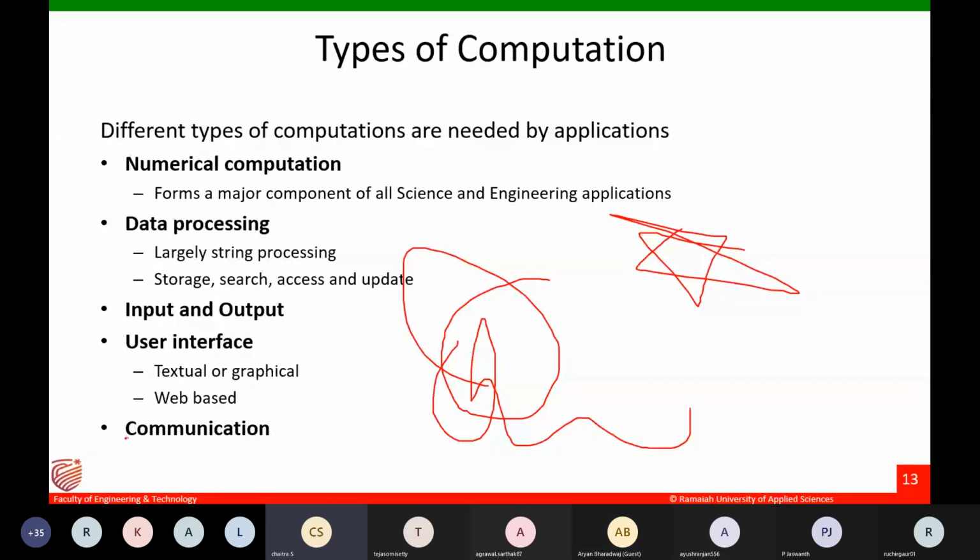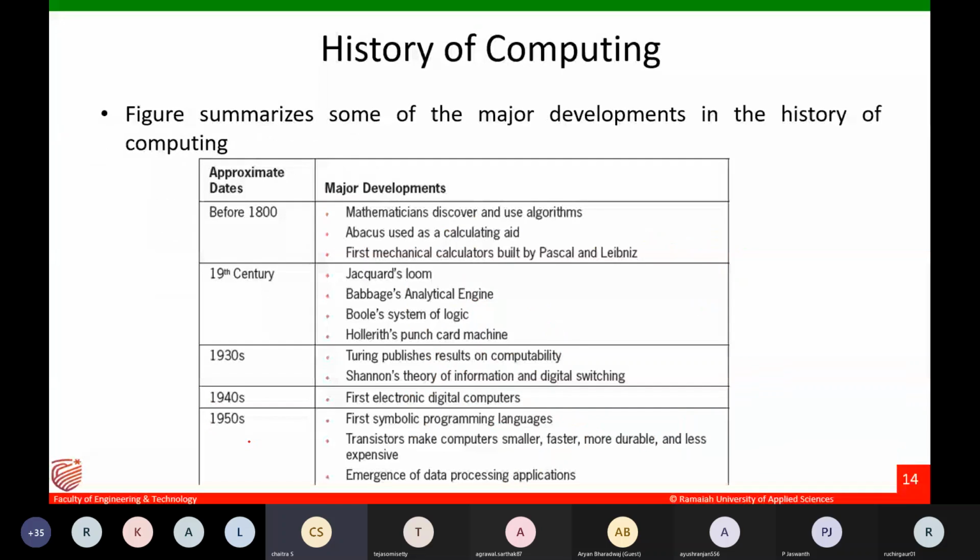Next, communication is nothing but it is happening via my headphones, and you're listening through your headphones. So my headphones is input to you, your headphones is output to you, and the system in between us is called the processing unit. So these are the different types of computations. Coming to history, hope you can go through it. I don't want to waste time going through the history.